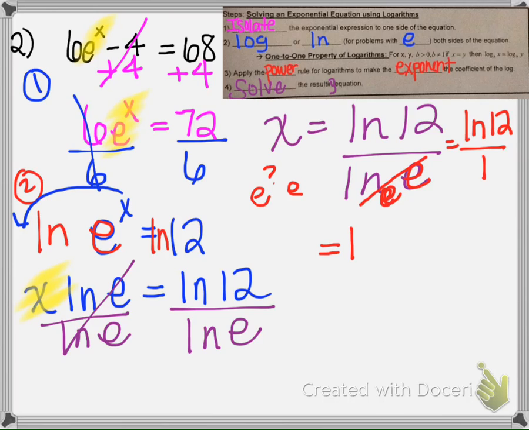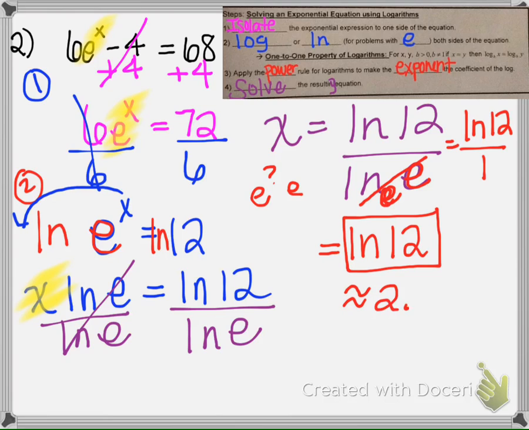So we get the natural log of 12, and the directions say to round that to the nearest hundredth place, so to 2 decimal places. So go ahead and enter that into your calculator, and we would get about 2.48.